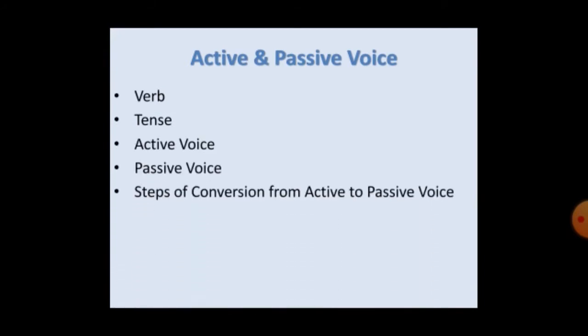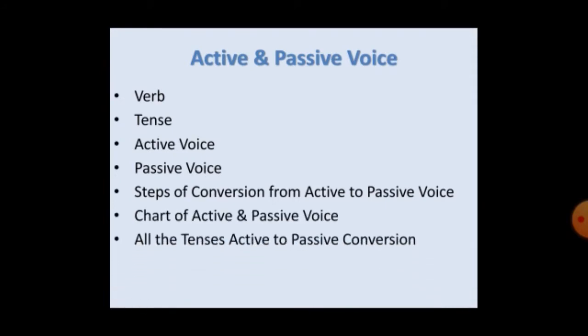First of all we learn about verb, then tense, then active voice, passive voice, steps of conversion from active to passive voice, chart of active and passive voice, and in the last we make all the tenses active to passive conversion. Okay students, so now I start from our first point, verb.